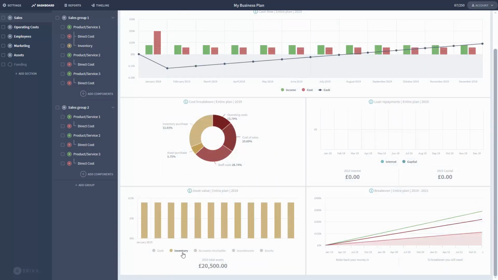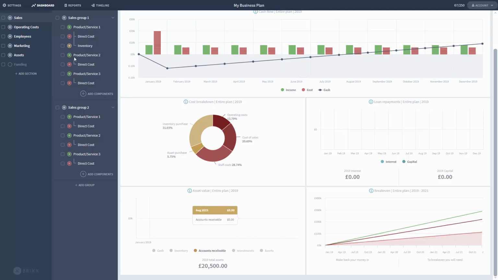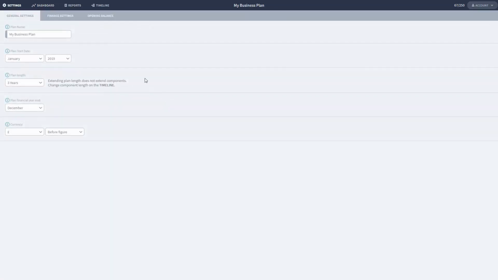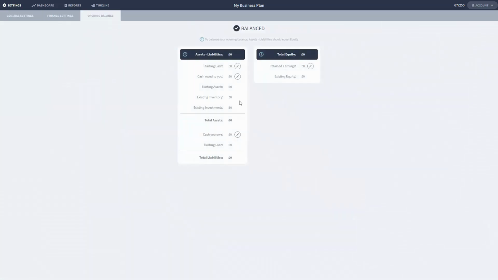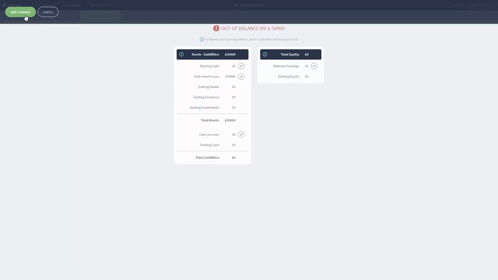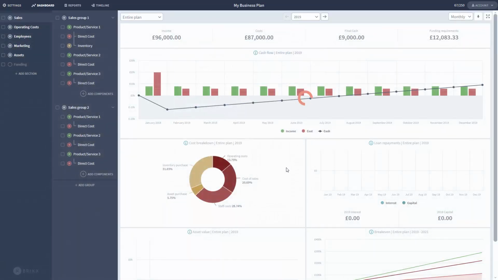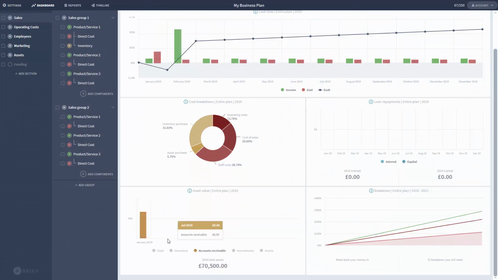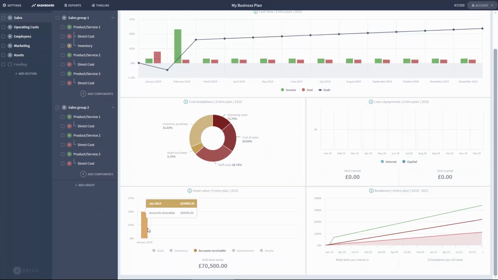So that was inventory. Accounts receivable. This is actually set in your starting position in the opening balance. If you have any cash owed to you before the plan starts, that's what's going to trigger this. And that's for your starting position. And this sort of thing is covered more in our opening balance guides, so I won't linger too much on that.